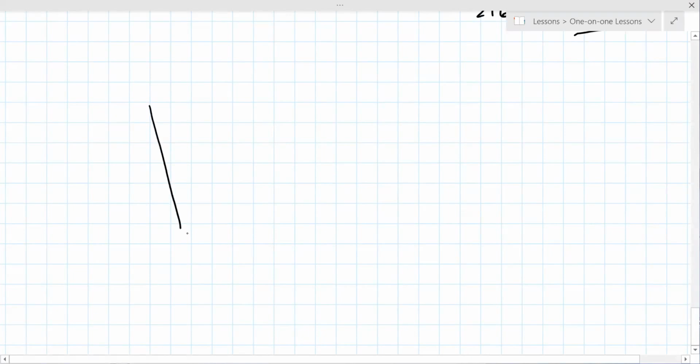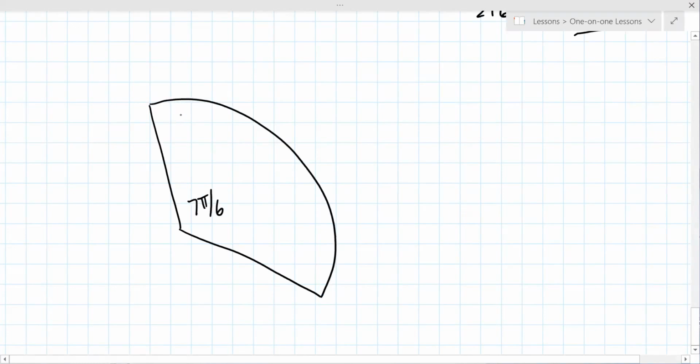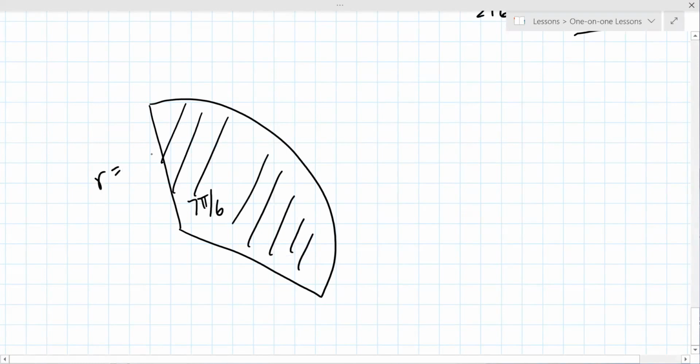So let's do another problem here. Let's say I give you an angle here. Your angle is 7 pi over 6, and now I want the area. The radius is 12. So the area of a sector is equal to, and again, I do it the same way. Pi r squared is your area of a circle. It's your angle out of 360.